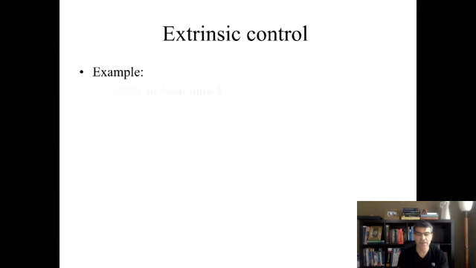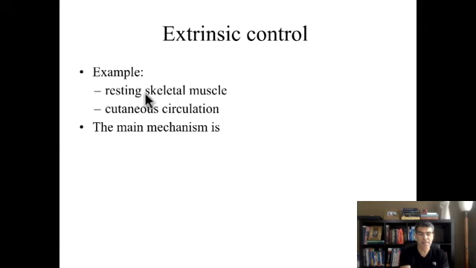Let's talk about extrinsic control. We said extrinsic control is shown in the resting skeletal muscle and the cutaneous circulation. Also, extrinsic control is shown in kidney. During emergency, kidney is going to lose the privilege. Extrinsic control is through two mechanisms, nervous system and endocrine system.